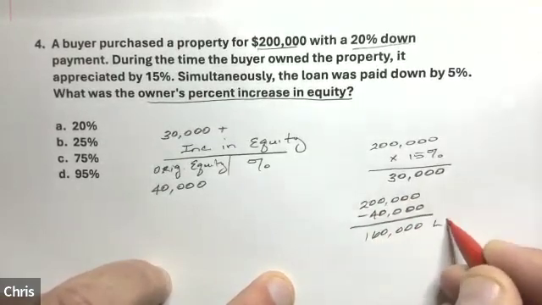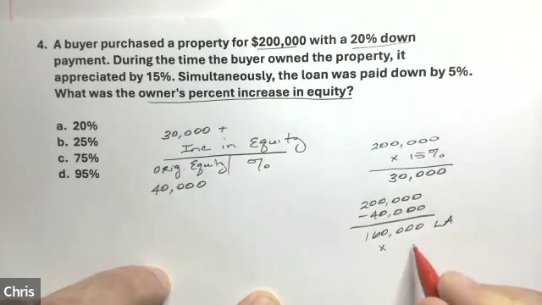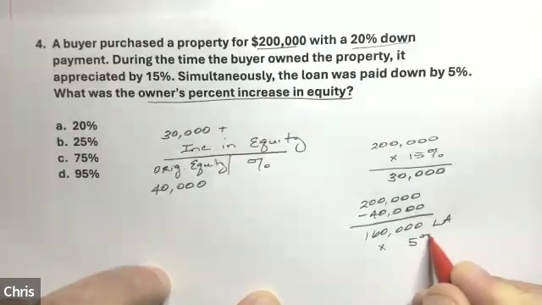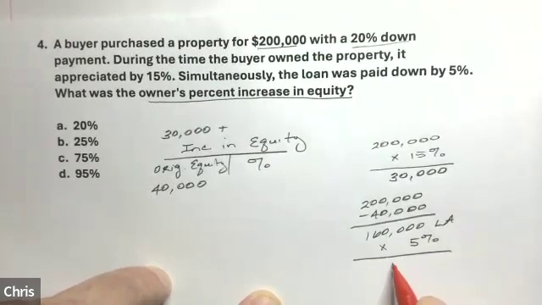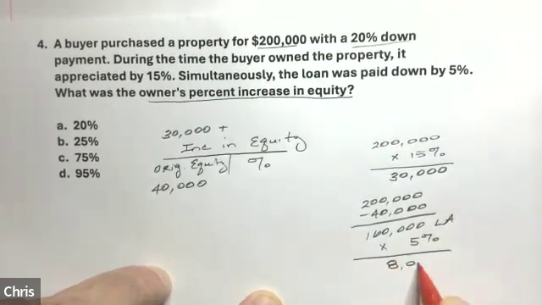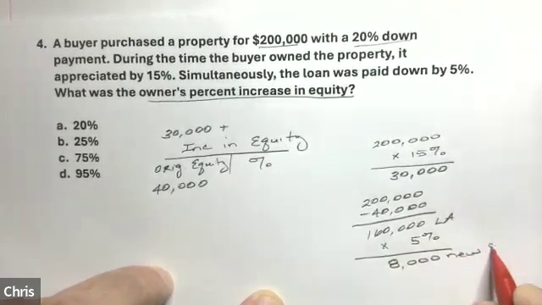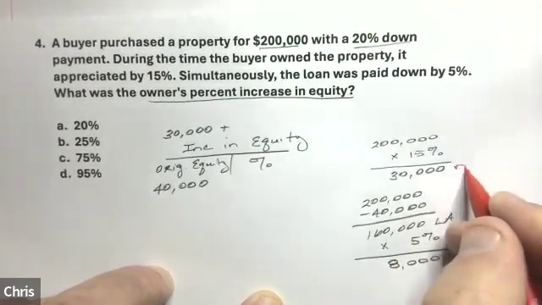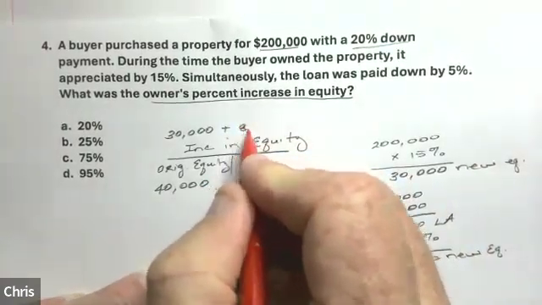That's your loan amount. Now, the only way the loan amount helps you in this problem is that to figure out how much you paid down on your loan, you first had to figure out how much your loan was. So now that we know that the loan is $160,000, we can calculate what 5% of that is. Now, notice it doesn't ask how much the loan went down to. What it's asking is how much of it was paid off. And the answer in this particular case looks like it's going to be $8,000. Well, guess what? That's new equity. Just like this was new equity. Okay. So we add these up here at the top.